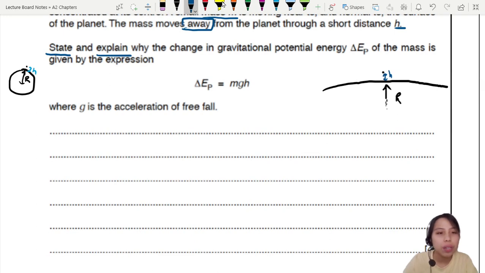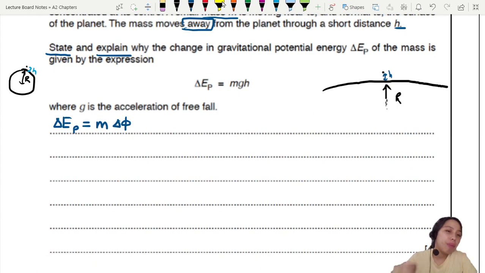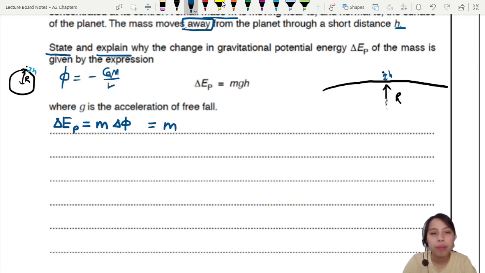The first one is to start off with the official definition of what potential energy is. The official definition is potential energy is mass times a change in potential. How on earth do we go from this to this? That is the trick. So maybe we just try to expand first. What is potential? This will give us m times phi. What is phi? Phi is negative GM over r, right?